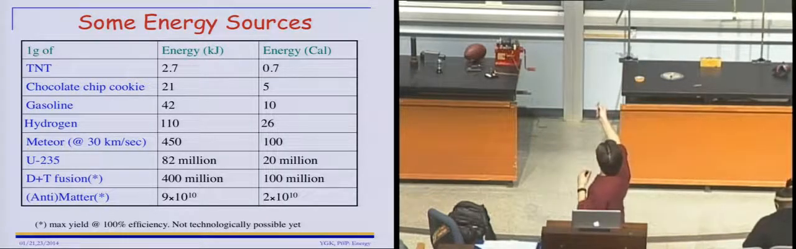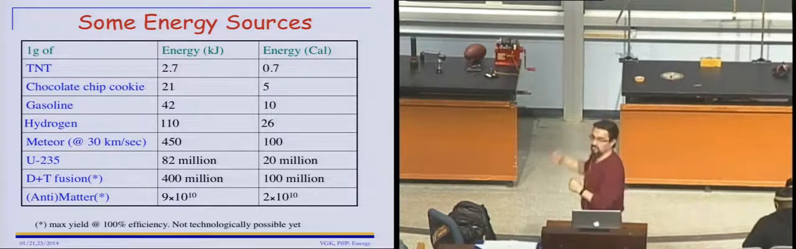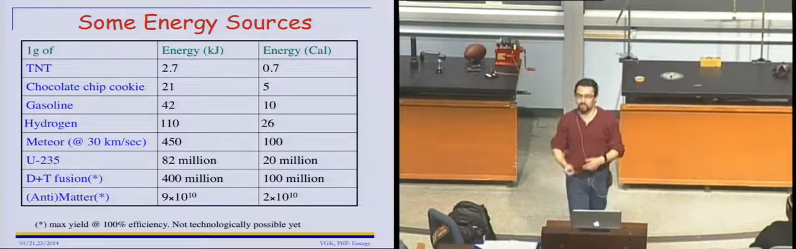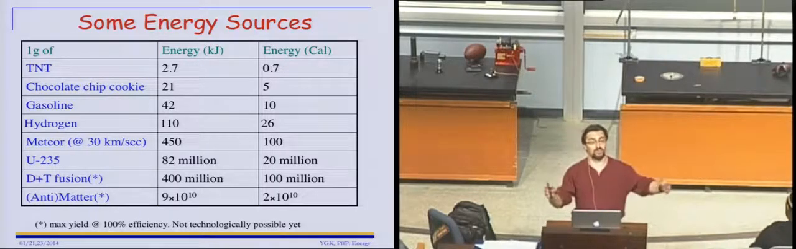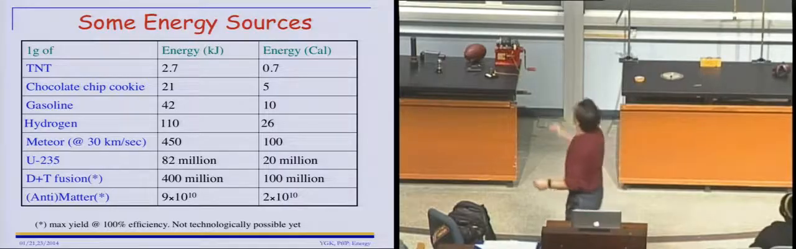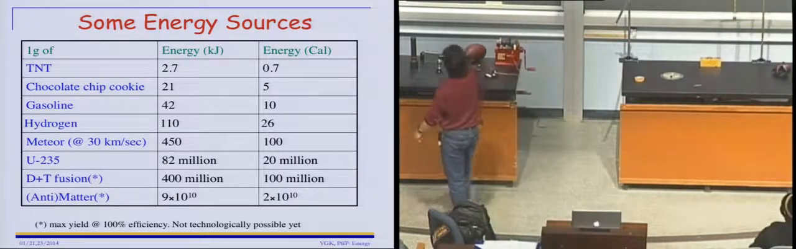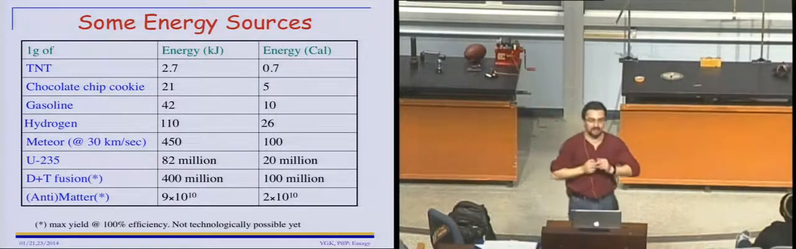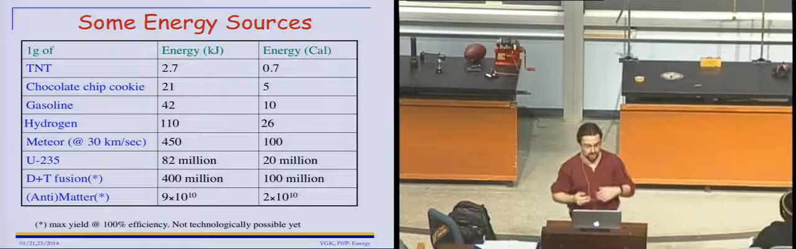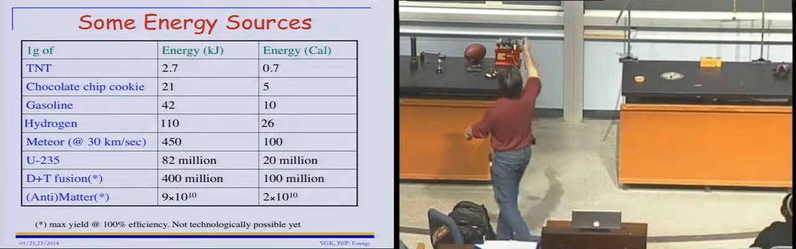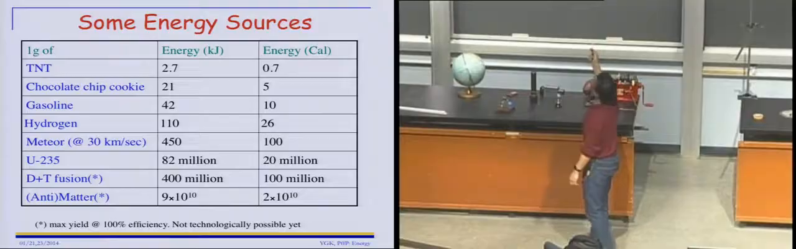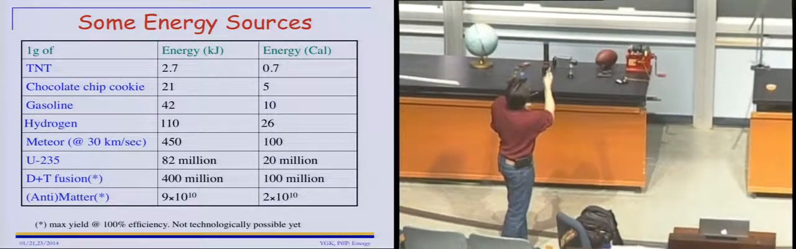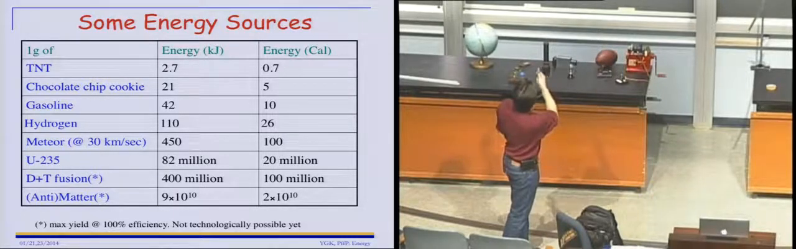Gasoline is actually a significantly better energy source than TNT. There's a reason we don't drive on TNT. Well, first of all, there's more energy per gram in gasoline. Secondly, we can make it burn slowly rather than very quickly. Gasoline is a fairly good energy source, about twice better than chocolate chip cookies. So that's why we don't drive on chocolate. Hydrogen is even better per gram. Uranium is significantly more energetic per gram of the material.